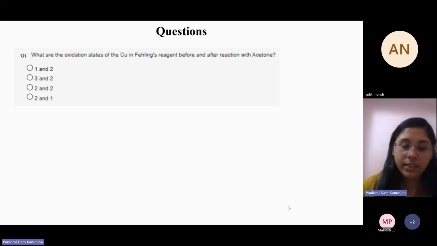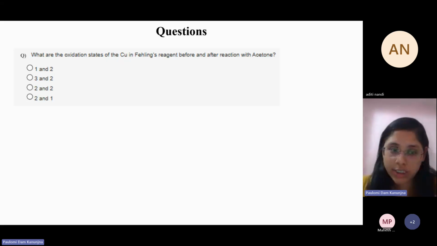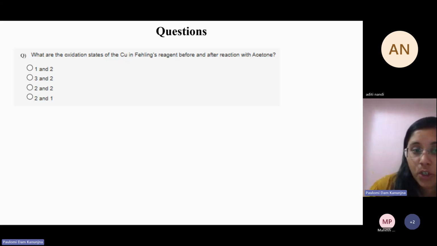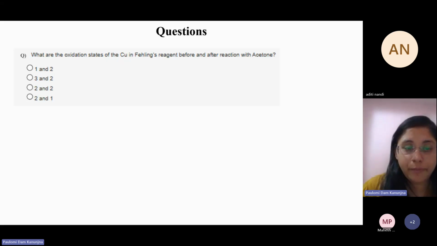Copper in Fehling's reagent has the +2 oxidation state, so the first part is obviously 2. So is it 2 and 2, or is it 2 and 1?